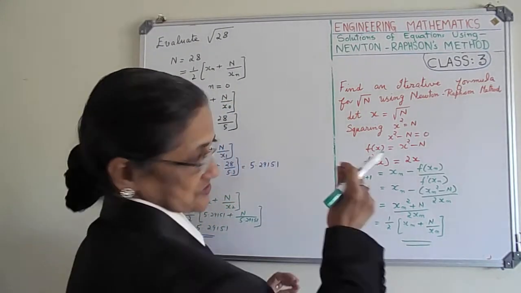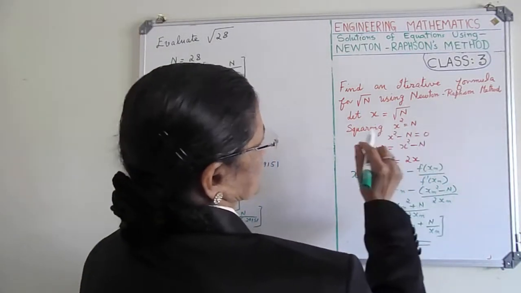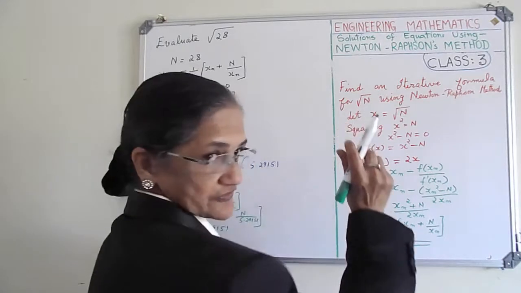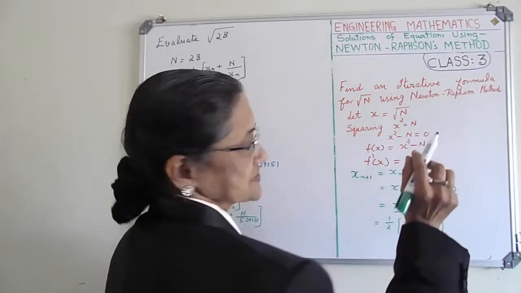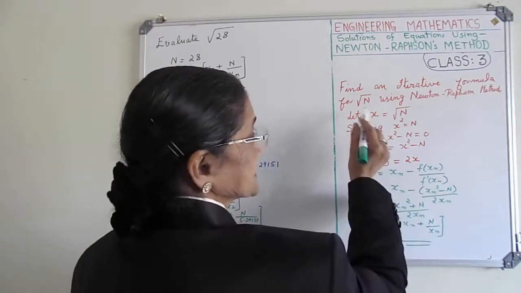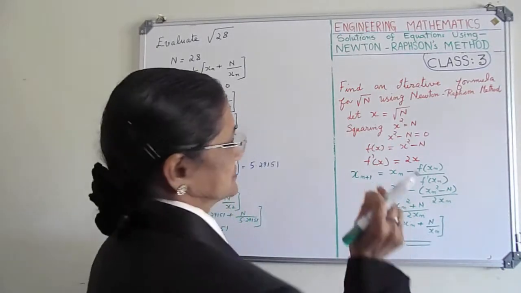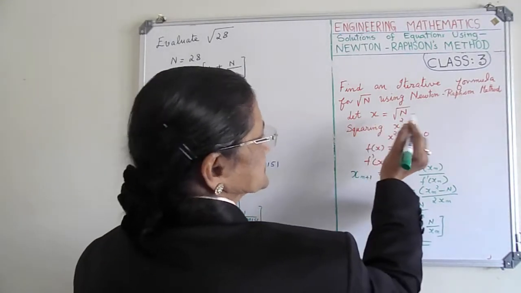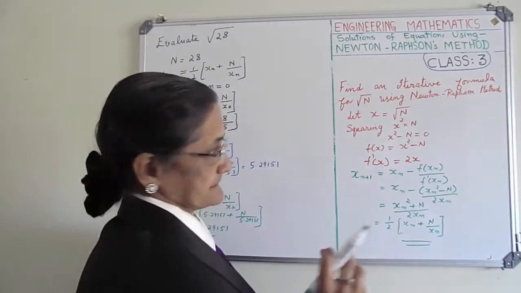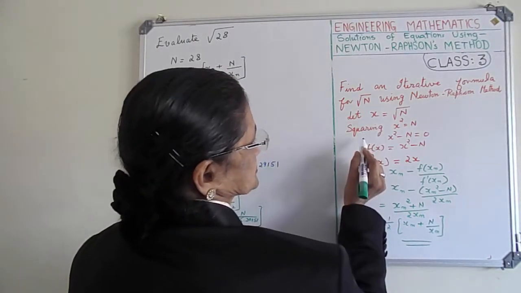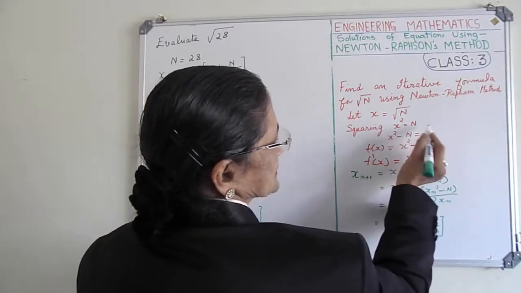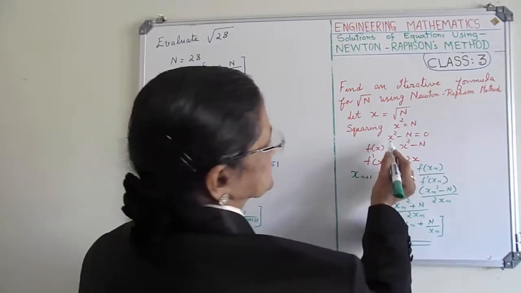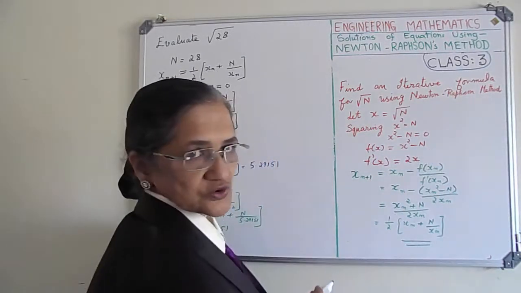Let's see the question. Find an iterative formula for square root of n using Newton-Raphson's method. What is n? n is a positive number. Let us take x is equal to square root of n. Squaring this equation, we get x square is equal to n, that is, x square minus n equal to 0.